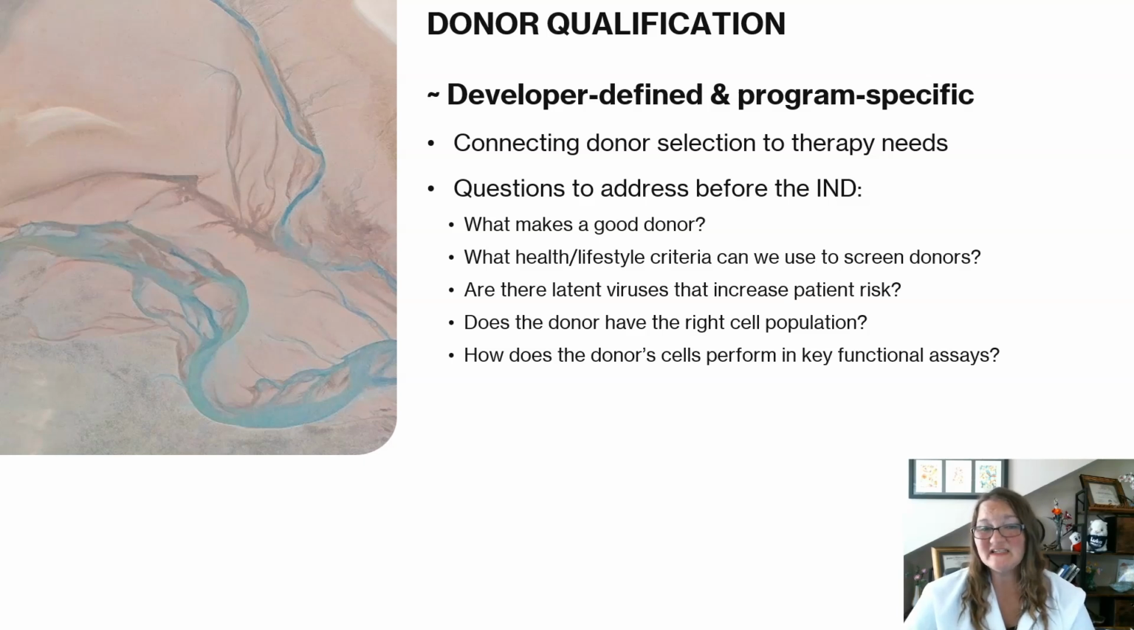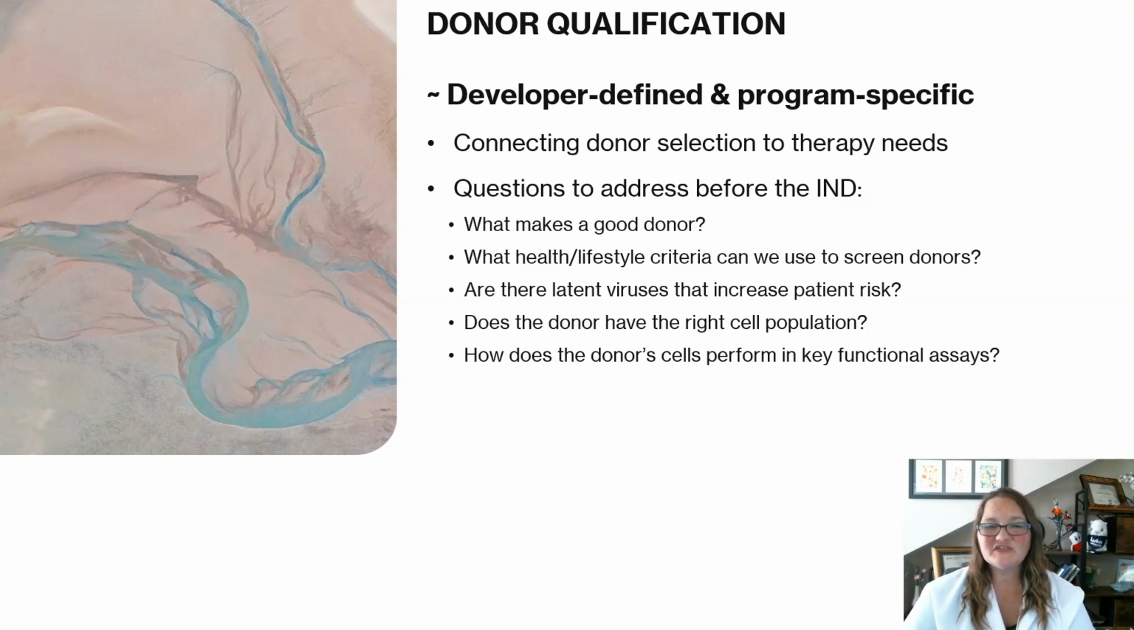These may include obesity, smoking, diet, sleep habits, or alcohol consumption. Are there latent viruses in the donor that, if they become reactivated, may endanger the recipient of the therapy? These may include cytomegalovirus, human herpes virus, Epstein-Barr virus, and herpes simplex virus. Does the donor have enough of the right cell population with the right phenotypes? This may be CD4-CD8 ratios, effector versus central memory cells, or activation versus exhaustion markers. How well do the donor cells perform in assays to assess proliferation, virus uptake, killing functions, and overall cell vitality?